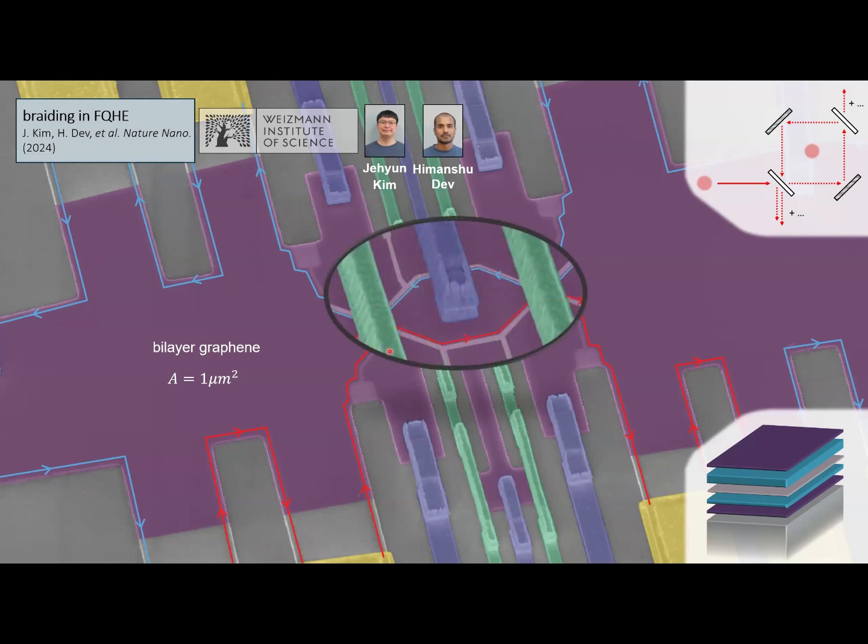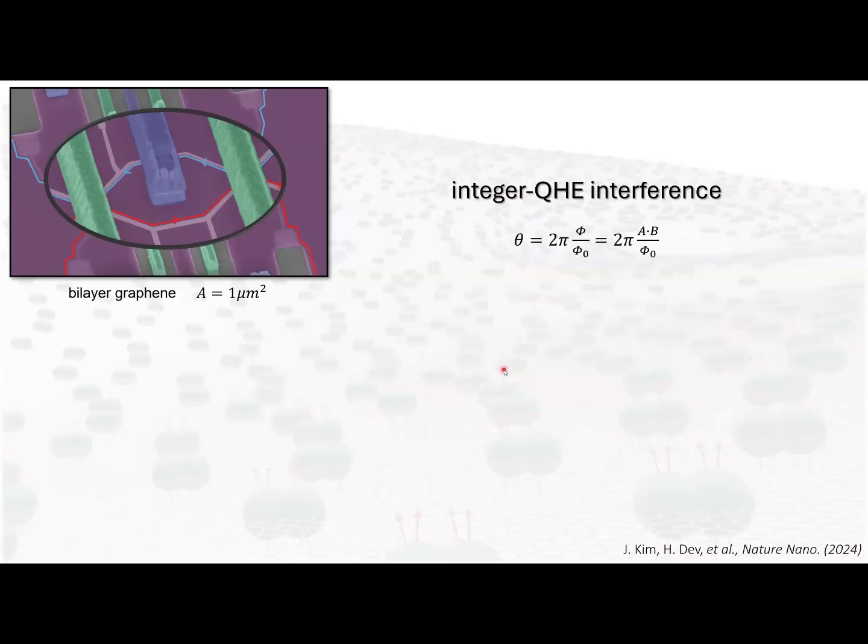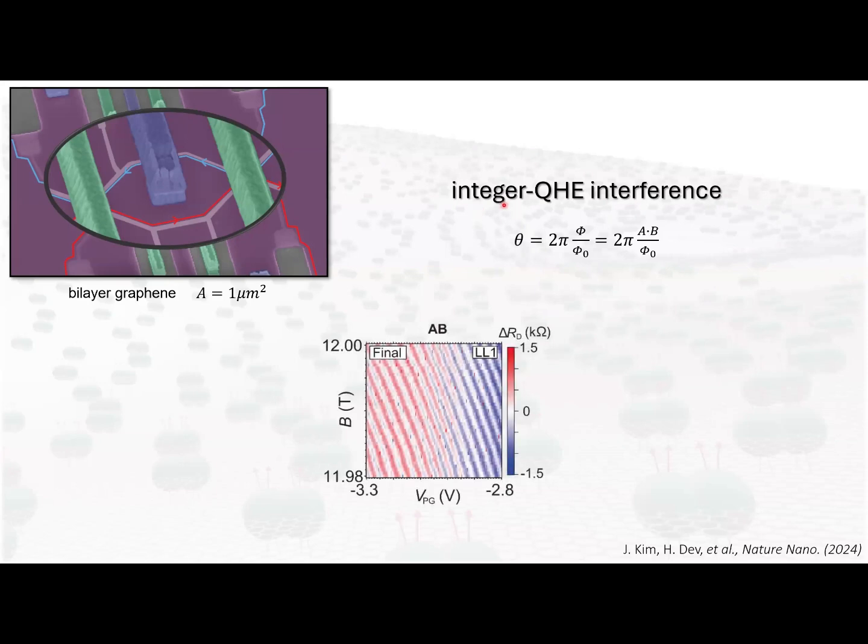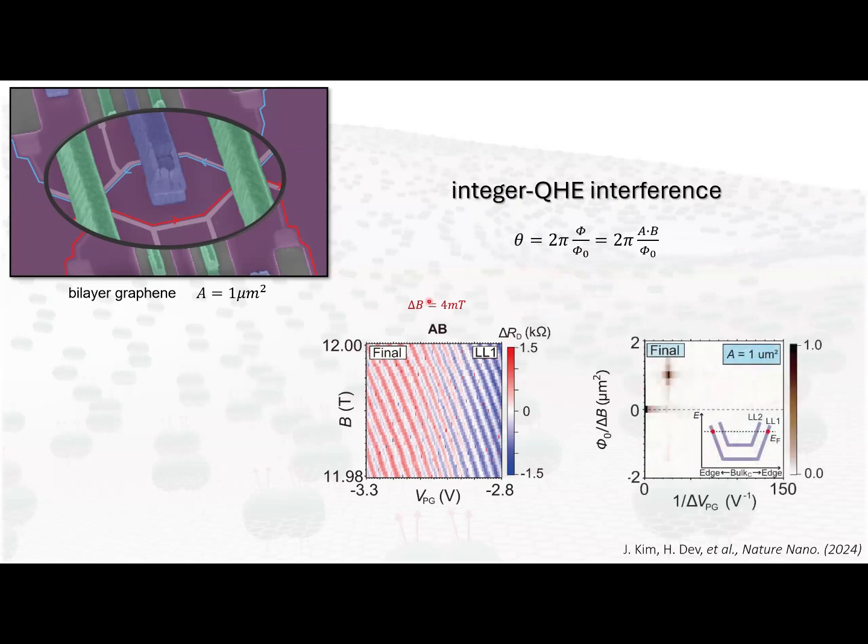And this is a zoom in to the device. Now, the first thing that you want to do, of course, is to see what you saw 3 years ago, which is the integer quantum Hall effect. And indeed we see this Aharonov-Bohm effect for the integer case, with a period of 4 millitesla. And when you do the 2D FFT, you indeed see that you measure 1 micrometer square, which is exactly the fabricated area.